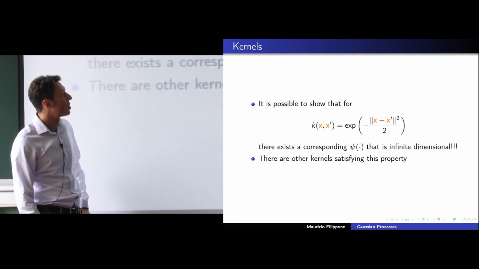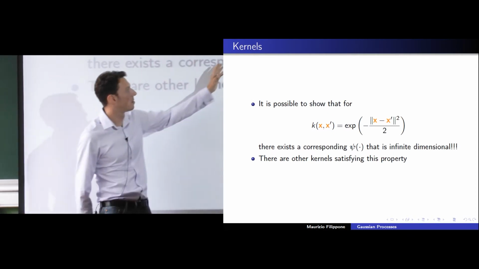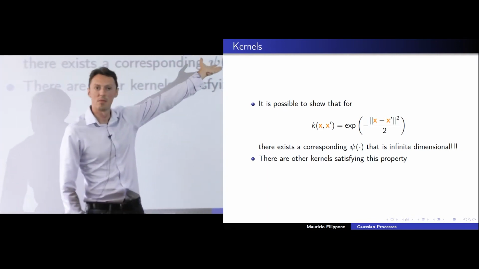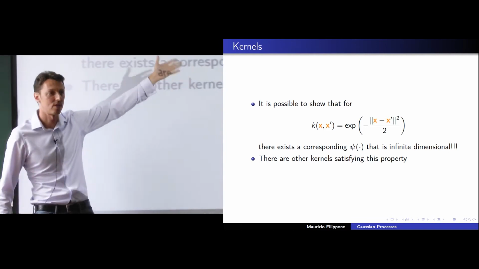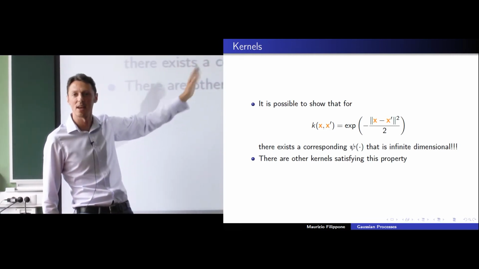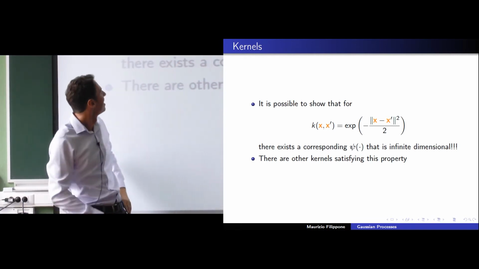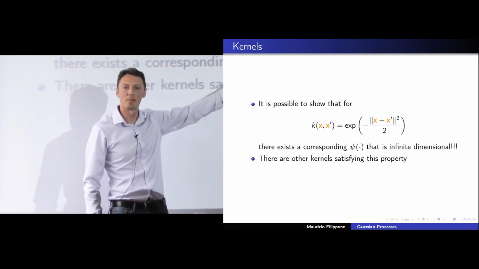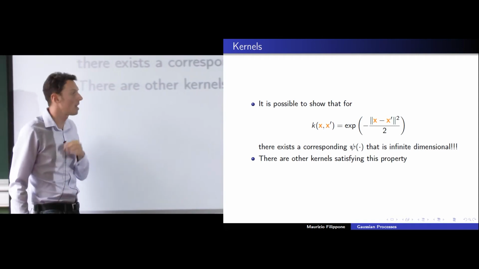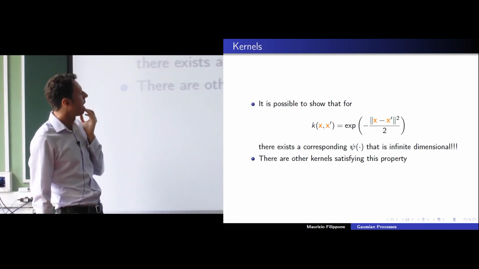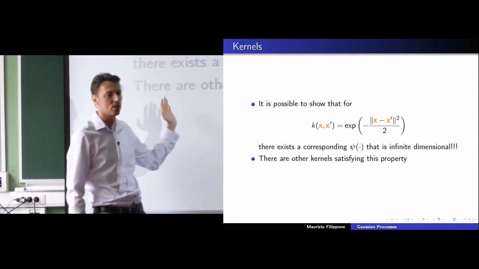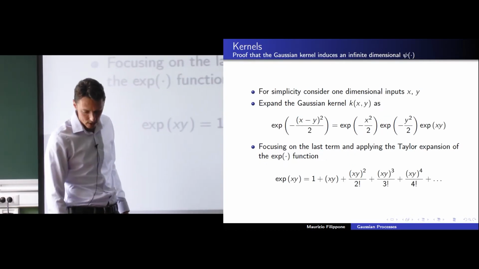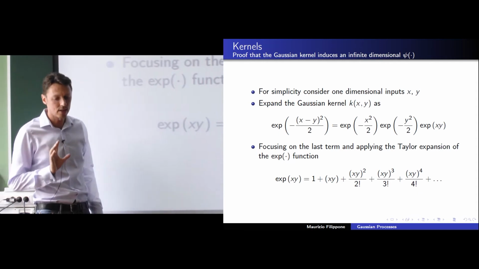And it's very simple to show that if you take this kernel, as we call it, K, this function here, a simple exp of the difference, it looks like a Gaussian. Again, everything is Gaussian. Then you can show that psi is infinite dimensional. I have a proof of that in the slides. I'm going to show it to you in a minute. There are other kernels satisfying this property, of course, but this is very simple.